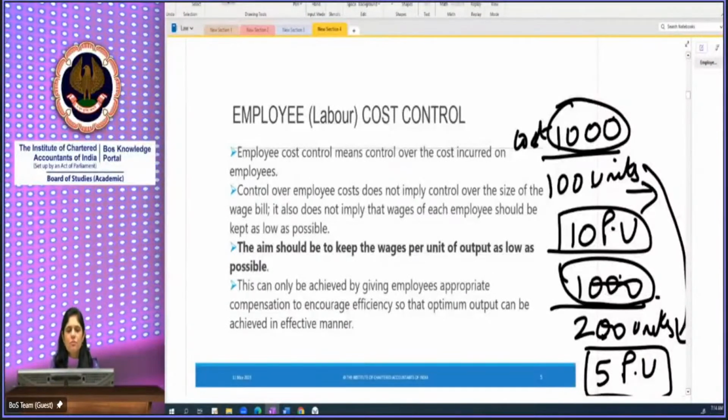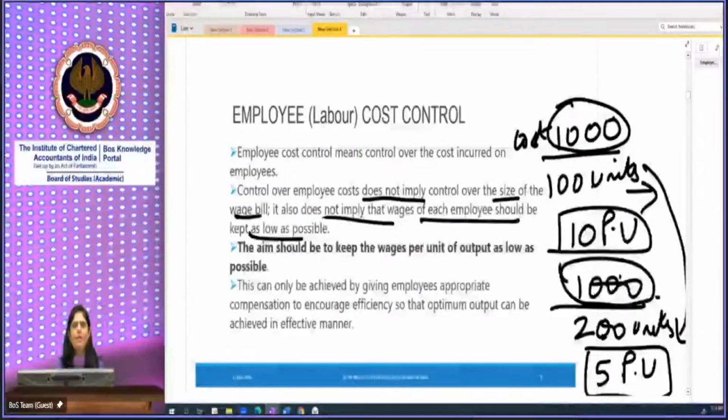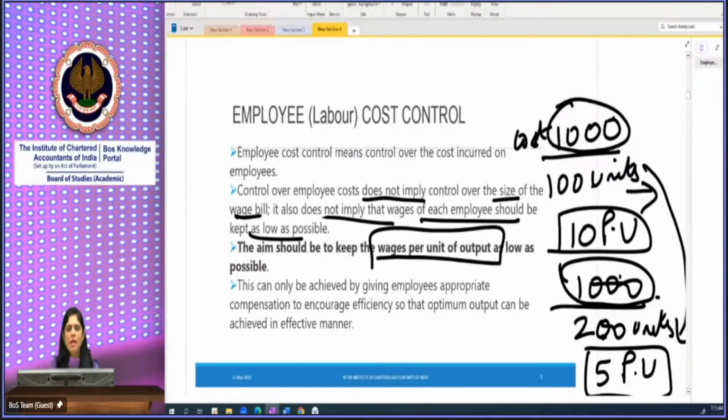So employee cost control means control over the cost incurred on employees. Control over employee cost does not imply control over the size of the wage bill. It also does not imply the wages of employees should be kept as low as possible. It should not mean this. The aim is to keep wages per unit of output as low as possible. And how is it possible? You increase the production, the wages cost per unit will reduce.